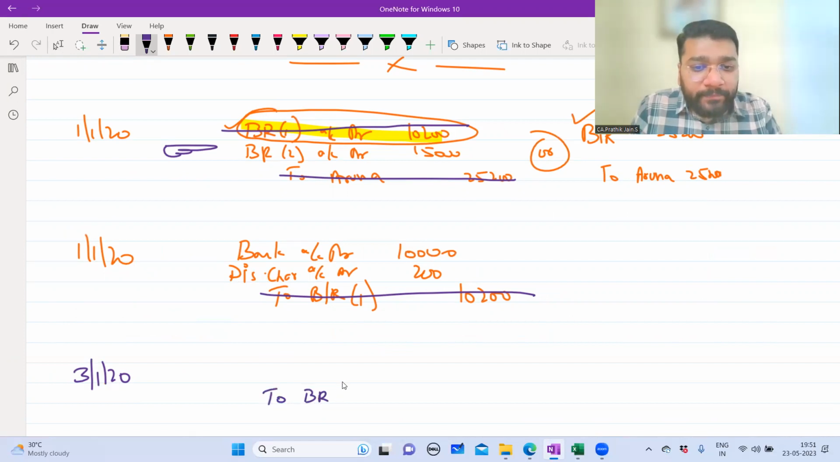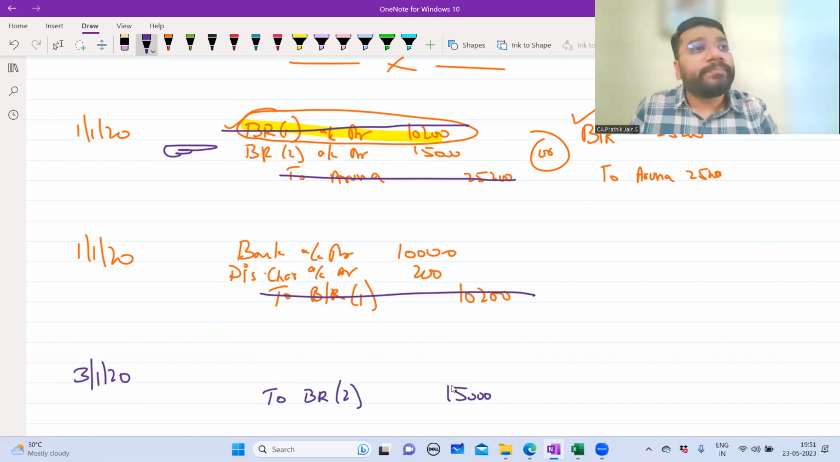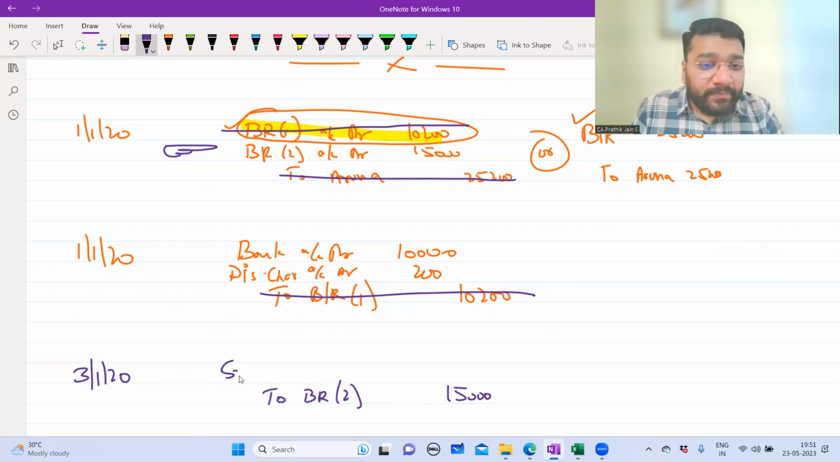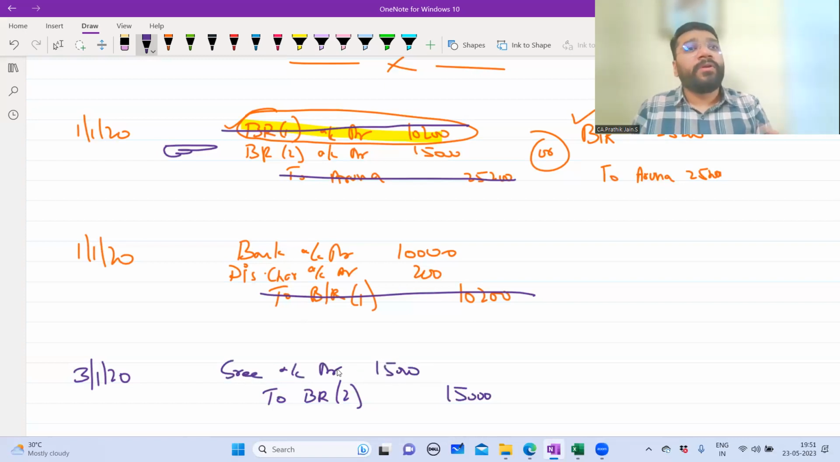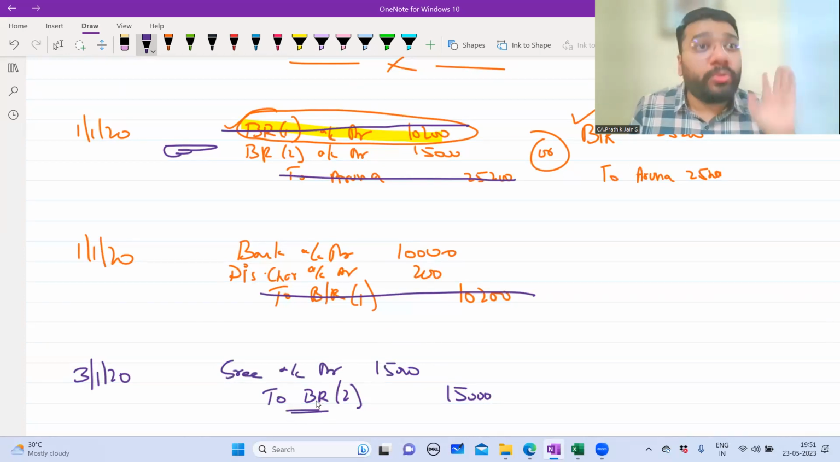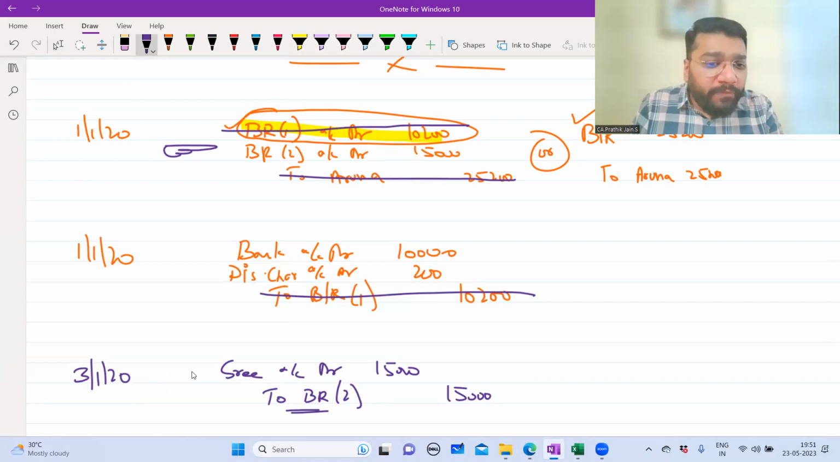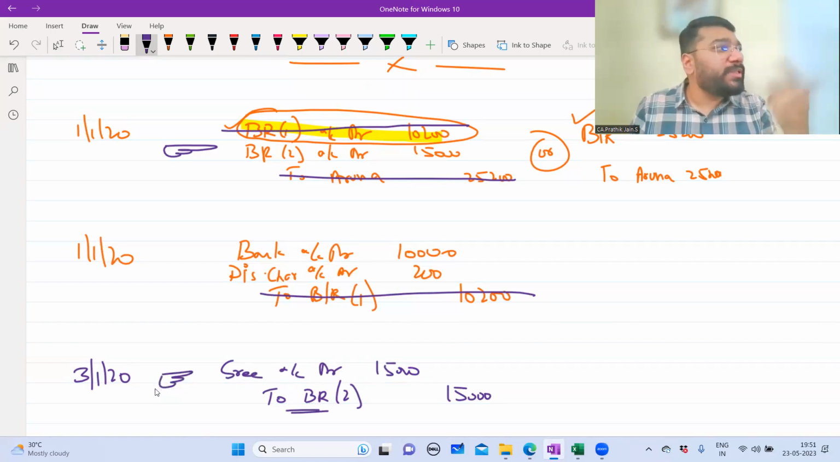To bills receivable 2. Worth how much? 15,000. Now you are giving this bill to whom? C. So C is the receiver, so debit the receiver. Shri account debit 15,000. For me, who is Shri? Creditor. So giving this bills receivable is as good as making the payment to the creditor. When I make the payment to the creditor, obviously my liability has to be closed. So this is the closure of the liability entry. So Shri account debit to bills receivable 15,000.